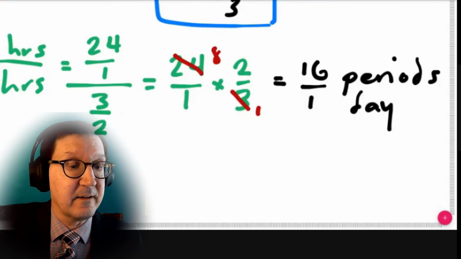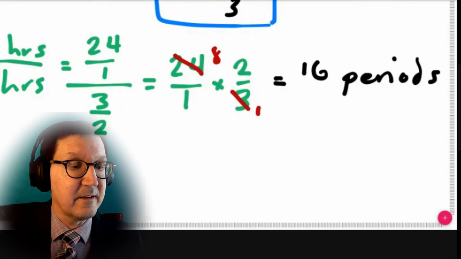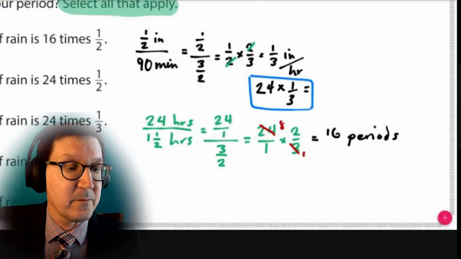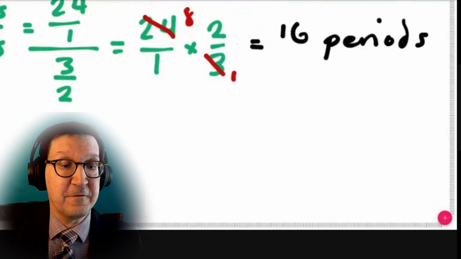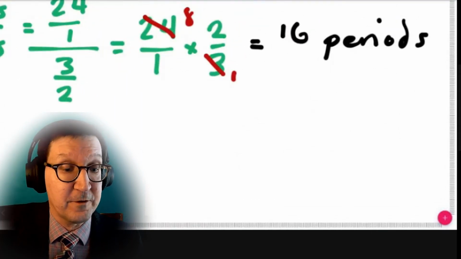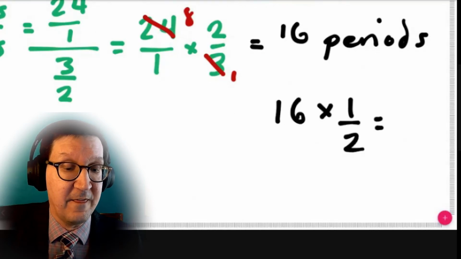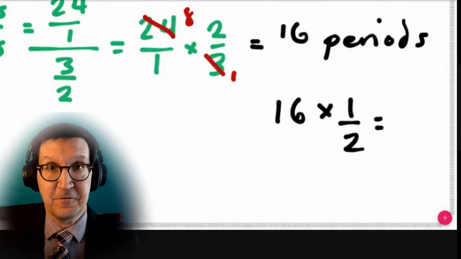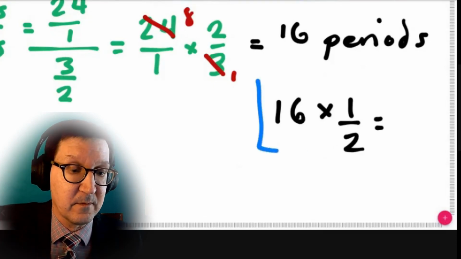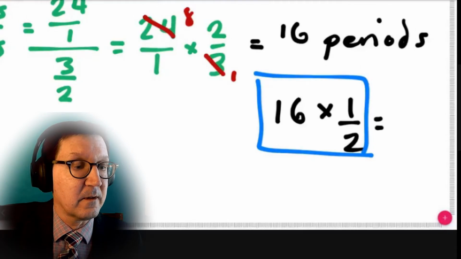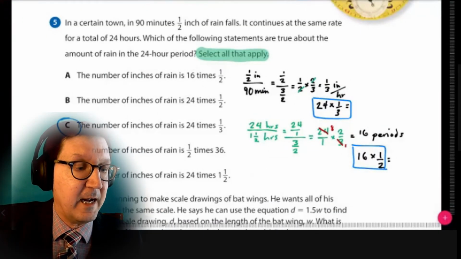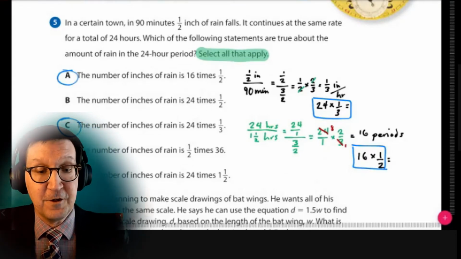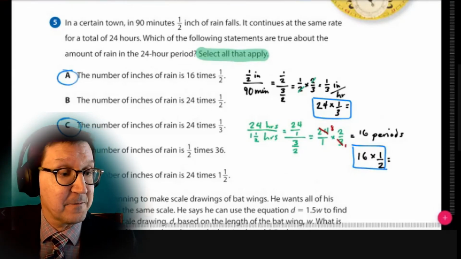So, okay, what does that tell us? That means every 90 minutes, it rains 1/2 an inch. And there's 16 of those in 24 hours. So if we multiply 16 times 1/2 of an inch, that will tell us how many inches we have in 24 hours as well. And 16 times 1/2, why, we have that. That is answer A. So there's 2 that are correct, and that's how you find those.